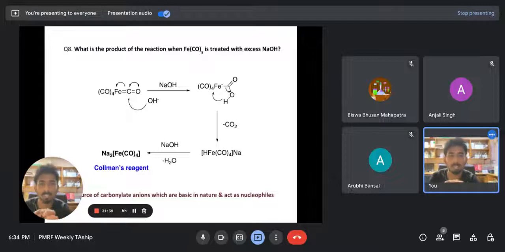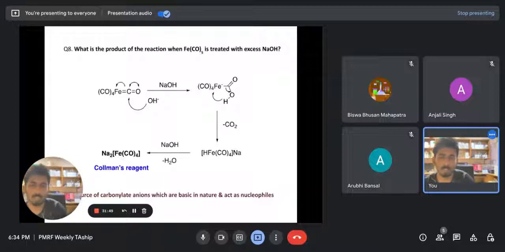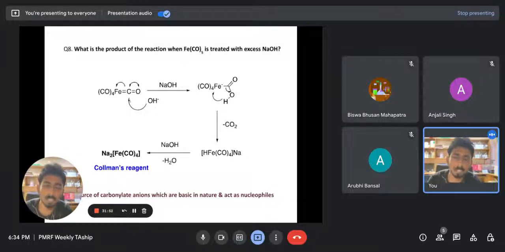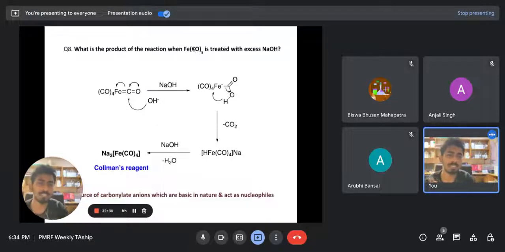So pentacarbonyl iron is treated with excess sodium hydroxide. Here I will be discussing such a reaction which will produce a carbonylate anion. Firstly, from the mechanism you can see we are putting NaOH in the reaction medium. So OH minus is a potential nucleophile. In this Fe(CO)5, these carbon centers are electrophilic in nature because they are bound to the oxygen atoms. We know the electrophile and the nucleophile react very fast.